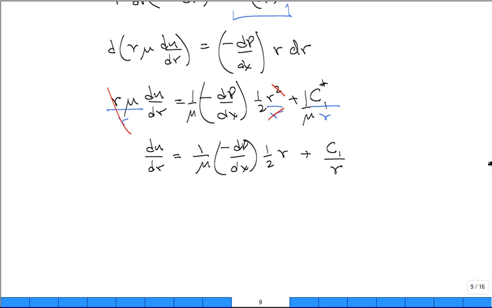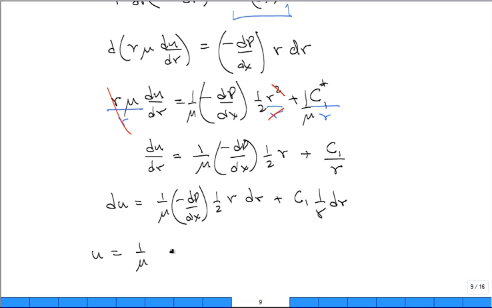True? Separate and integrate. du equals 1 over mu times negative dp dx times 1/2 r dr, plus a constant times 1 over r dr. Integrate. u equals 1 over mu dp dx times 1/4 r squared. Did I do that one right? I see a thumbs up. Good. Plus C1 natural log of r plus another constant.